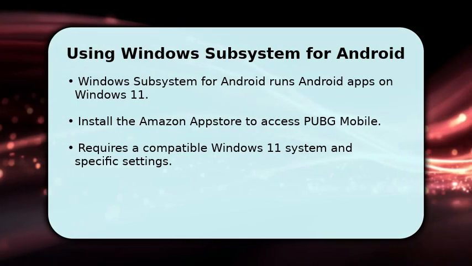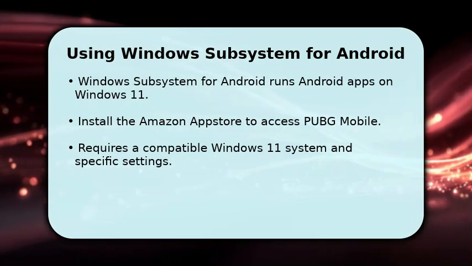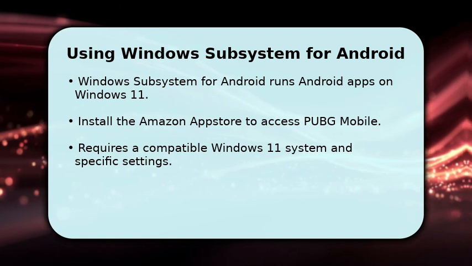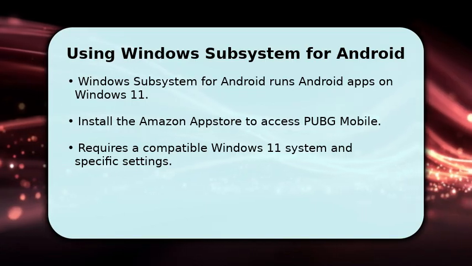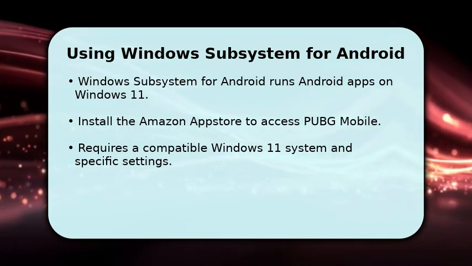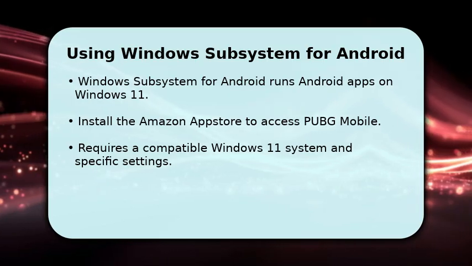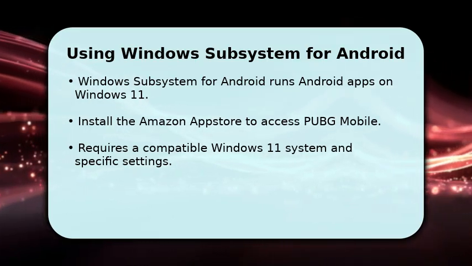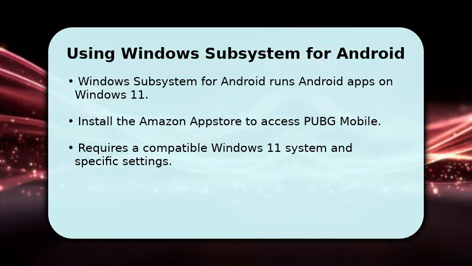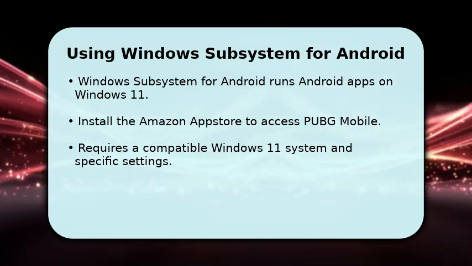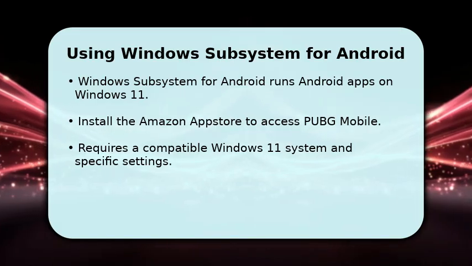One way to play without a separate emulator is using the Windows Subsystem for Android, available on Windows 11. This feature allows your PC to run Android applications directly. You'll need to install the Amazon App Store, then download PUBG Mobile from there. Ensure your system meets the requirements and that virtualization is enabled in your BIOS for optimal performance.